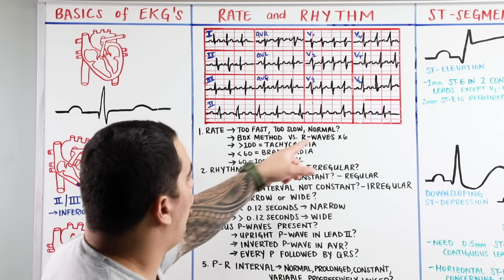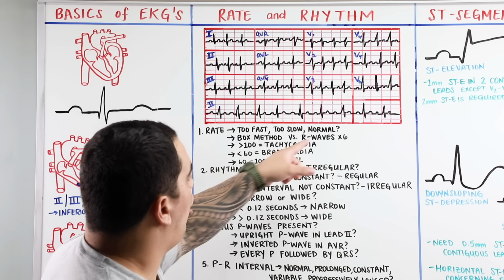So you can do it 2 ways. You can say, how fast am I going based upon the box method? It's 300 divided by the number of boxes. Or how many R waves do I have multiplied by 6? Okay. We've used the R wave method here because we drew this out. So we said 54 beats per minute is about our rate. So we're in the bradycardia range.